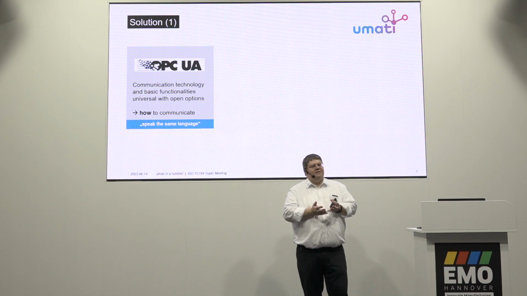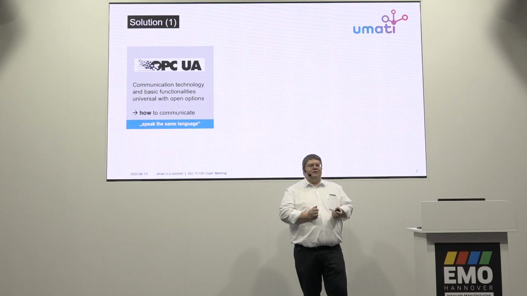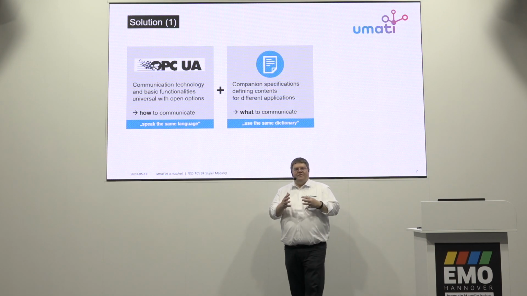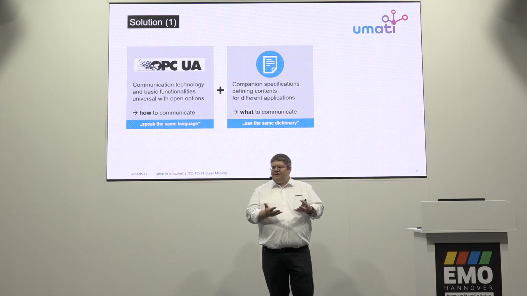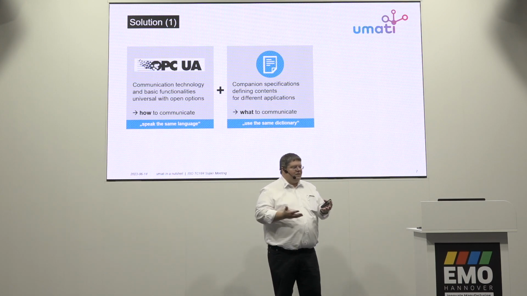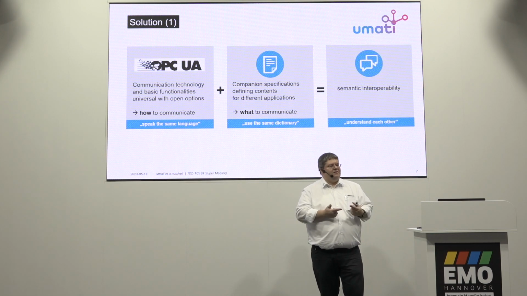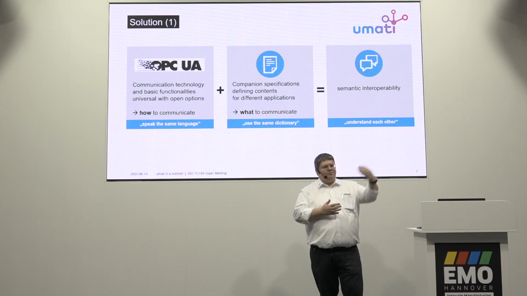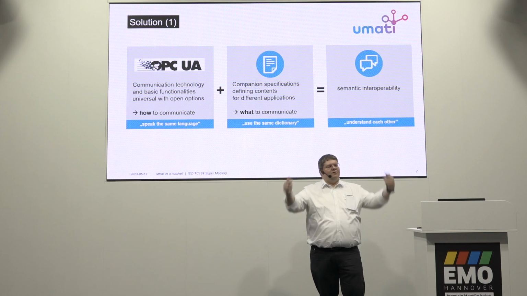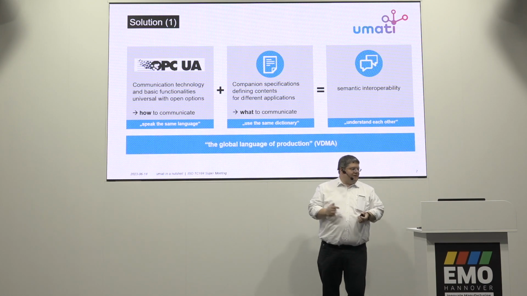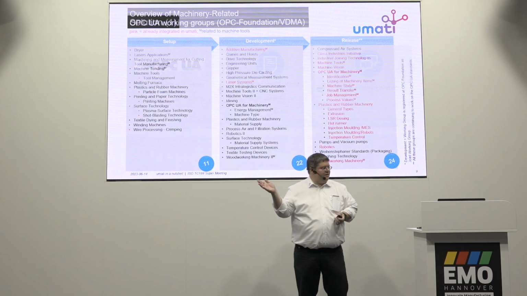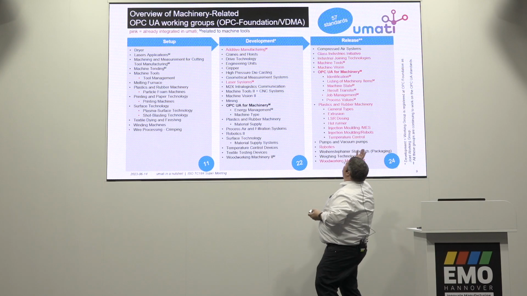OPC-UA offers a wonderful framework to specify how assets, how devices in automation technology can talk to each other. On top, you have individualized setups, dictionaries or companion specifications, and the whole thing creates something which is called semantic interoperability. Machines are talking to each other. Now there are specifications for robots, for machine tools, for plastics machines, etc. They're all individual and they do not necessarily have an overarching understanding. So yes, we can talk to each other. We have a global production language, okay.